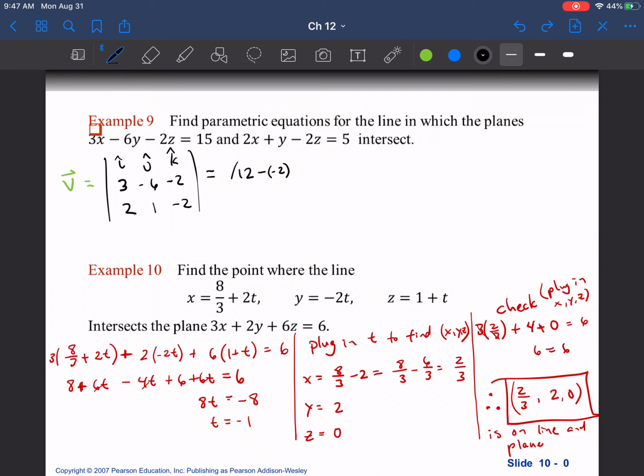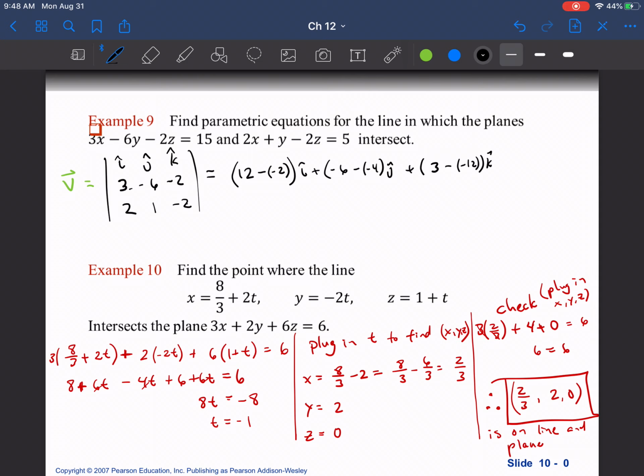And then that's in the i direction, and then in the j direction, we're going to have negative 6, so plus negative 6, so that's 3 times the negative 2, and then minus negative 4, and that's in the j direction. And then plus, and then in the k direction it's going to be negative 6 times negative 2, it's going to be 3 times 1, 3, and then minus negative 12, and that's in the k direction.